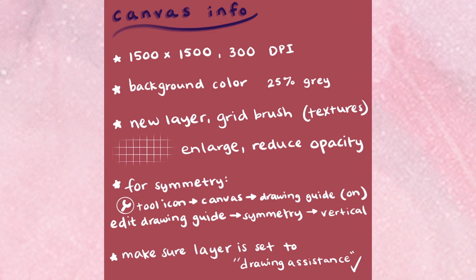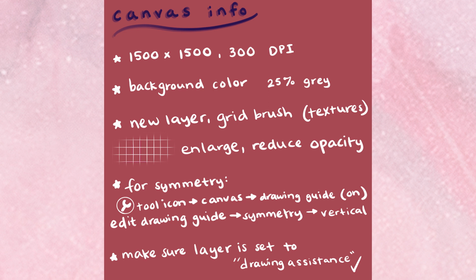Typically, I'm working on a canvas that's around 1500 by 1500, always 300 dpi. And immediately when I get in, I go ahead and change the background color from white to a light gray, around 25%. I feel like this allows you to more accurately see what colors you're working with.